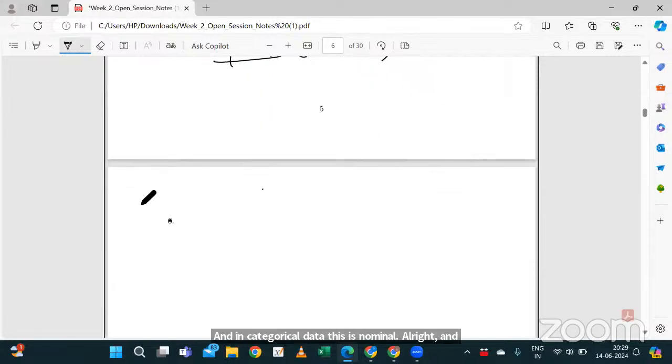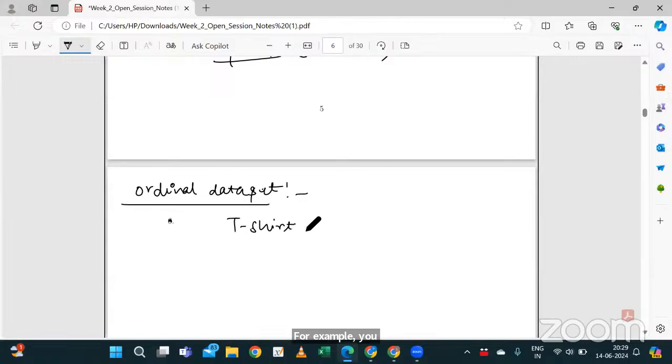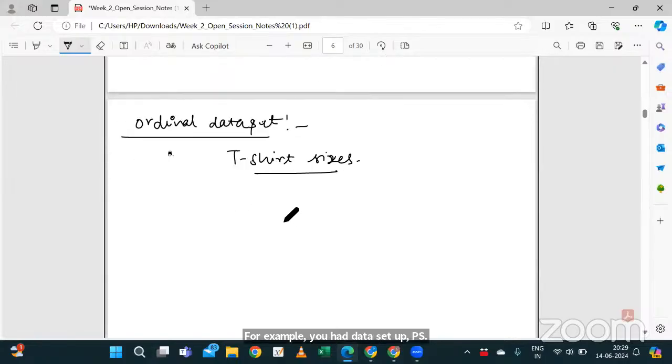Now, suppose you have an ordinal data set. For example, you have a data set of t-shirt sizes. Then what do we have to keep in mind? Suppose t-shirts, let's say small, medium, and large. Let's say small has sold 20, medium has sold 30, and large has sold, sorry, 10, and large has sold 30 in a shop on a particular day.